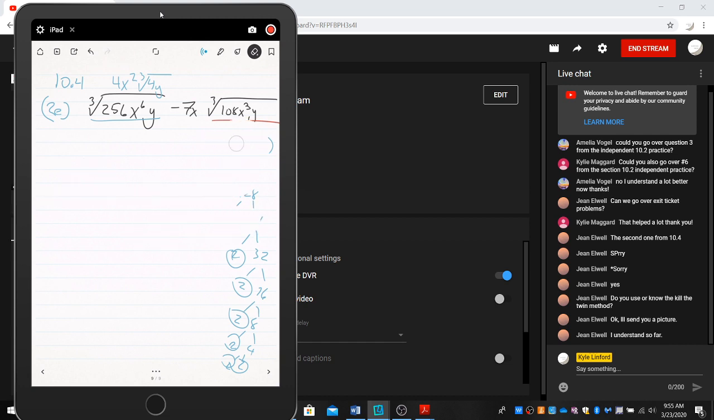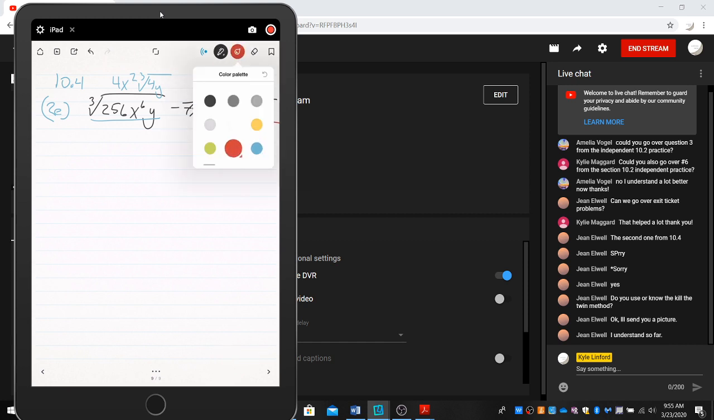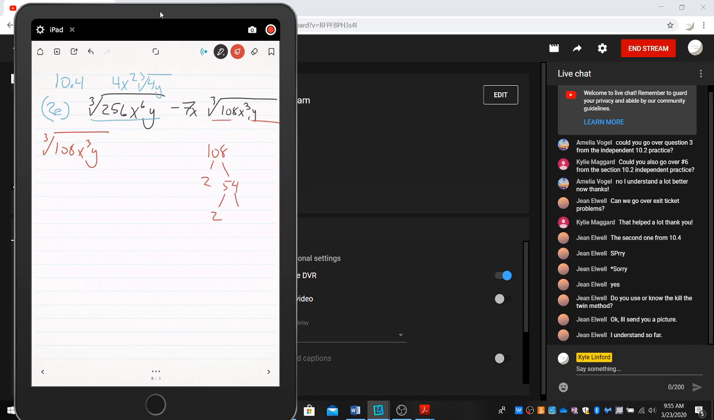And I'm going to switch up colors to work with the red problem. Let's see. Now we have the cube root of 108 x cubed y. So let's take 108 and break that down. We have 2 and 54. 54 can be broken down into 2 and 27. And 27 can be broken down into 3 and 9, which can be 3 and 3.